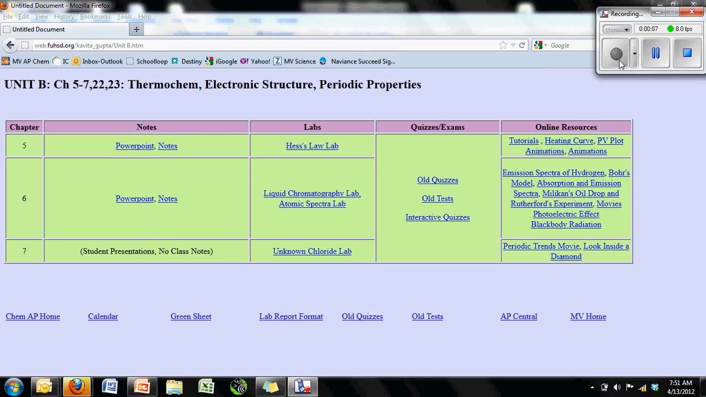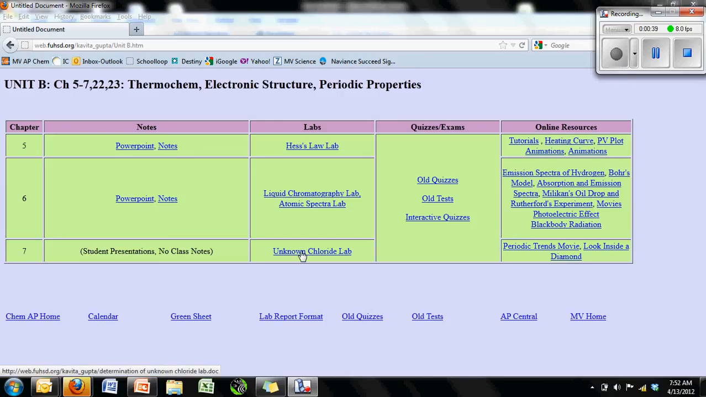Unit B has chapters 5 through 7 and 22-23. So 5 to 7, Unit B is mostly about thermochem without the delta G or delta S, which we deal with in second semester. Chapter 6 is about Bohr's model and spectrum and the nature of those, and then chapter 7 is periodic properties.